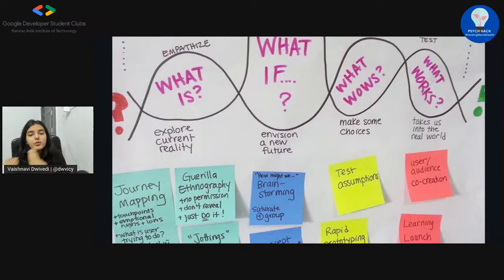Now, this is how the design thinking process looks like. What is, what if, what wows, what works, right? This is just a very superficial view of what design thinking is, but we'll break it down a little bit. This process is usually followed by UX designers. UX is basically user experience. I'm pretty sure you may have attended some workshops on UI UX. If not, that is fine. You can learn more about UI UX once you're done watching this.